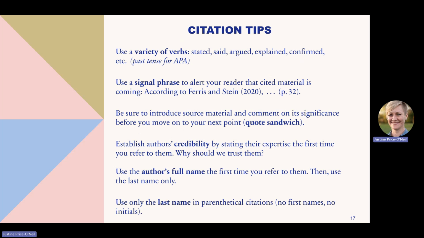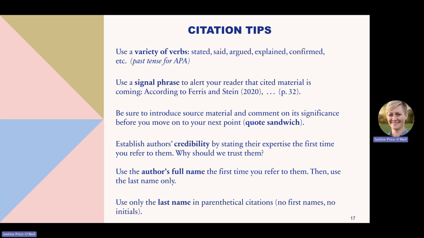All right, and here are just a few citation tips to keep in mind. You want to make sure that you use a variety of verbs. So things like stated, said, argued, explained, confirmed, when you're referring to the author's last name in your signal phrase. When you put a verb with their name, you can use different verbs like those, and you want to make sure that they're also past tense. APA uses past tense verbs, just like you see here.